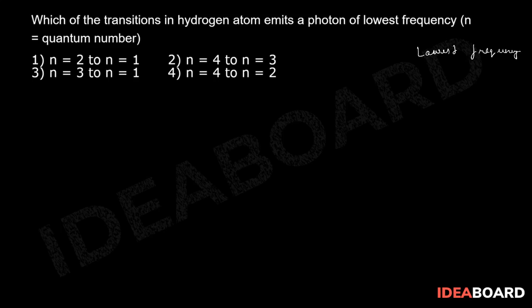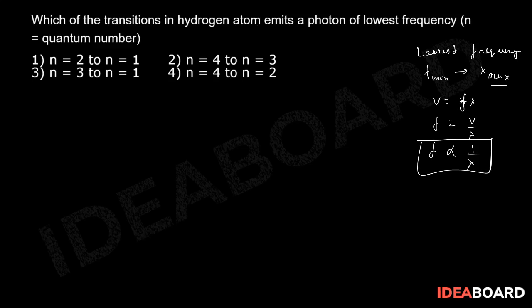Lowest frequency means f minimum, which is equivalent to lambda maximum, because we know that v is equal to f lambda. So simply f will be equal to v upon lambda, so f is proportional to 1 upon lambda. That means if frequency is minimum at a certain point, then lambda has to be maximum. So we have to find that combination where lambda is maximum.